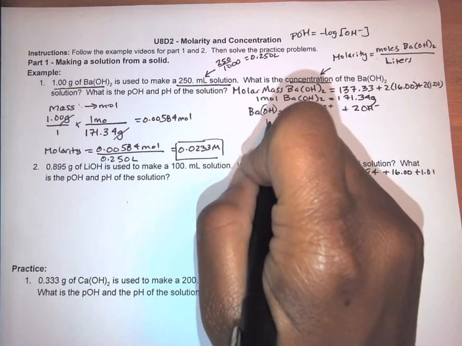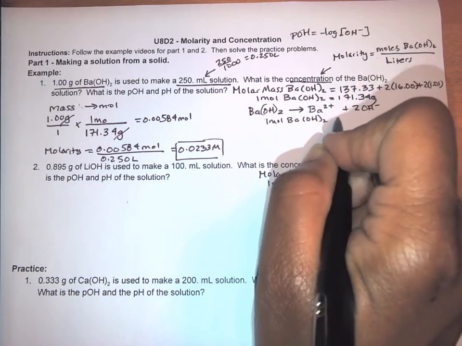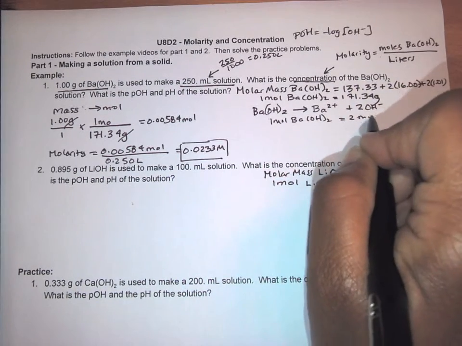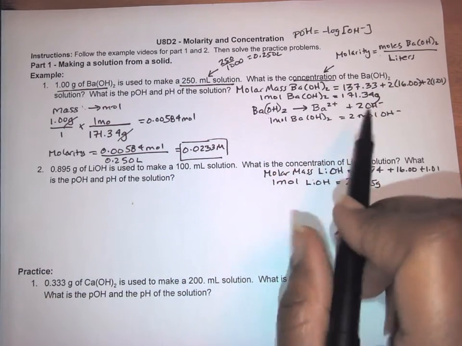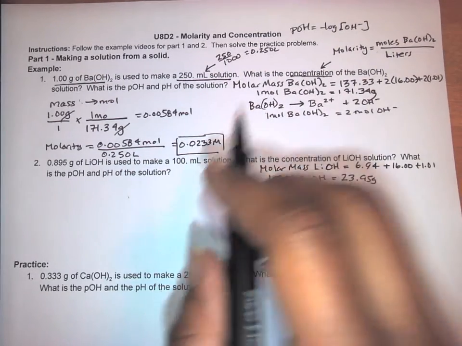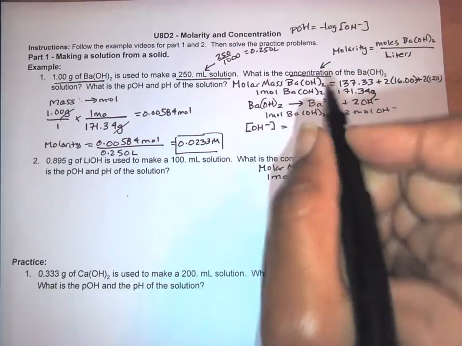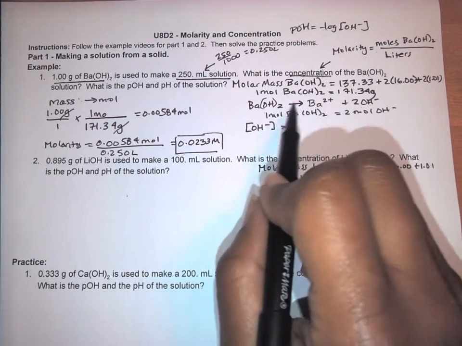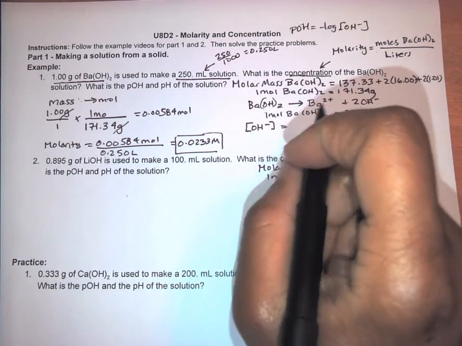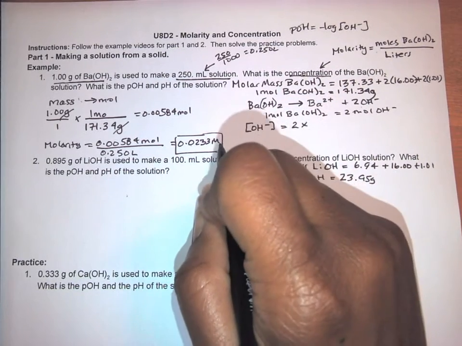Since the ratio of barium hydroxide to OH minus is 1 to 2, the concentration of the hydroxide is going to be double whatever the concentration of the barium hydroxide is. So the concentration of OH minus in this example, because there are 2 hydroxides for every 1 barium hydroxide, is going to be 2 times this number.